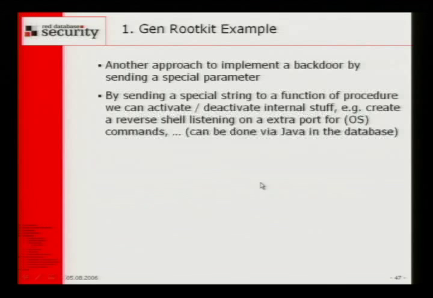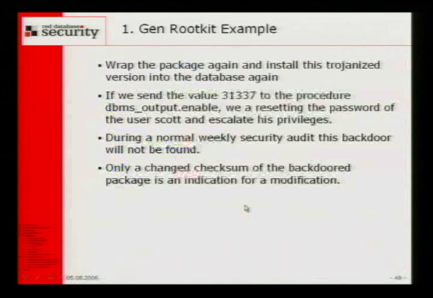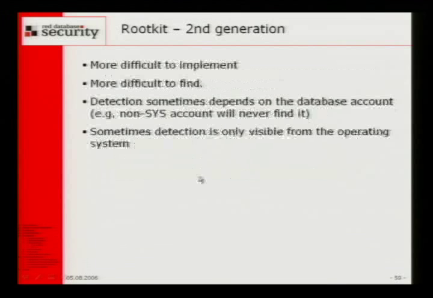Another possible approach is we can call a function. Here we have the same function, enable, and if the value of the buffer size is 31337, then we grant privileges. So whenever we need DBA privileges, we call this procedure with a special value, and after that we are DBA. Then we do our work, and then we can reset it again. So this is more elegant. You have DBA privileges on request. Install it again, and so on.